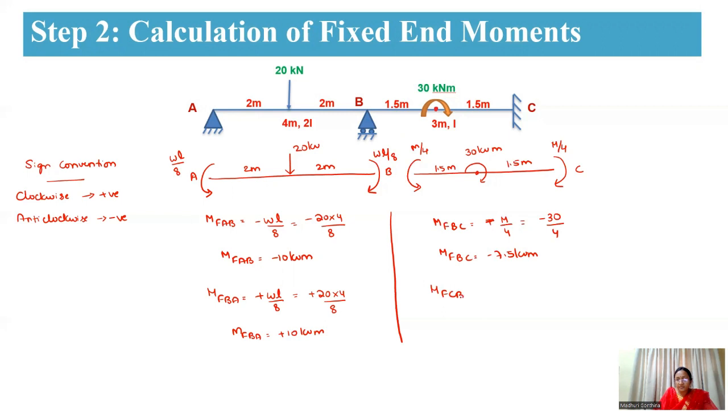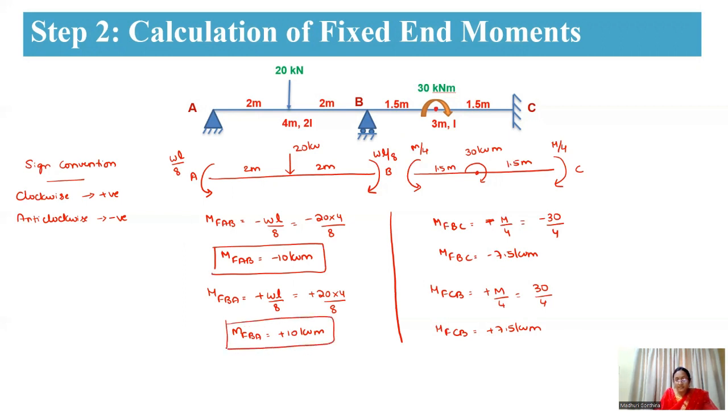Similarly, MFCB will be equal to plus M by 4. That means plus 30 by 4, so MFCB will be equal to plus 7.5 kilonewton meter. So these are the fixed end moments that we have found out for the external load acting on the ABC beam, individually.